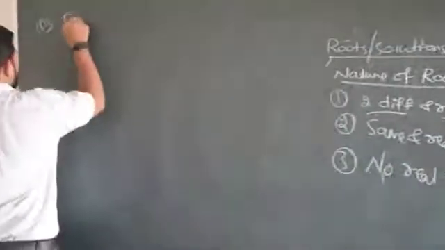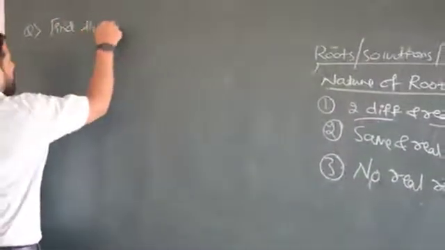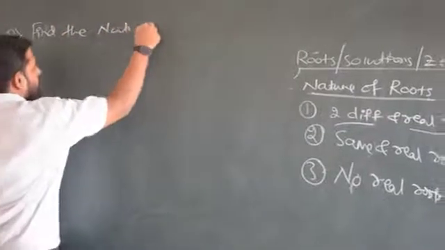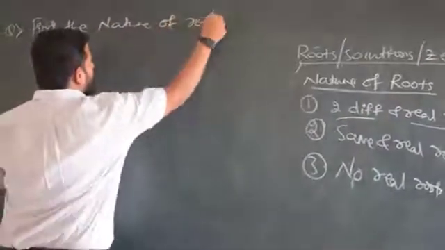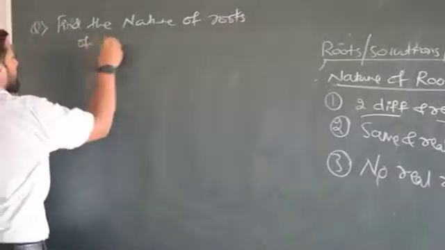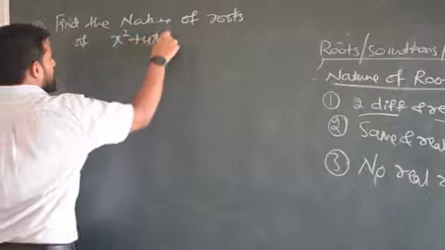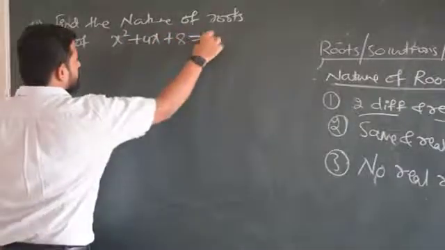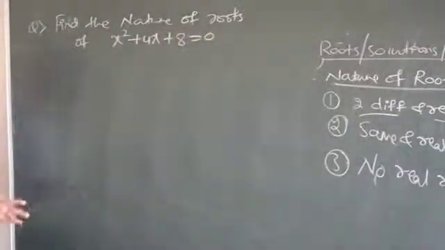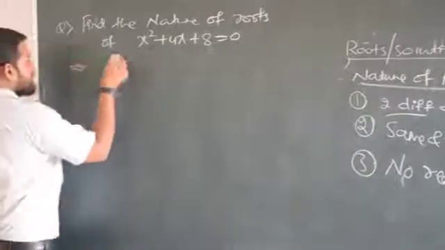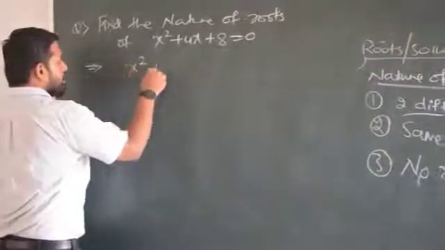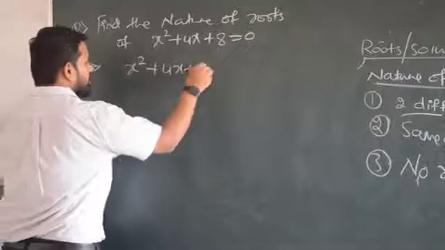Okay, let us solve one of the questions. Find the nature of roots of, let me take it as x square plus 4x plus 8 is equal to 0. Now they are asking for the nature of roots. Now what you are supposed to do, very simple, it is a 2 mark question. It is x square plus 4x plus 8 is equal to 0.